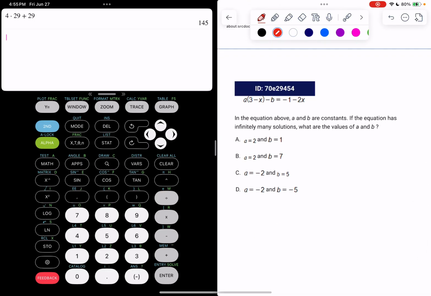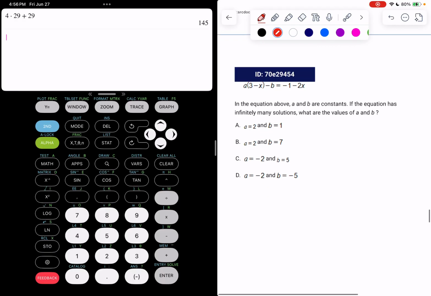We have a times (3 minus x) minus b equals -1 minus 2x. In the equation above, a and b are constants. If the equation has infinitely many solutions, what are the values of a and b? So let's see. They're telling us what a and b are, and they just give us a bunch of different options. So if we're looking for what a and b are and they give us a bunch of numbers, we can just back solve this.